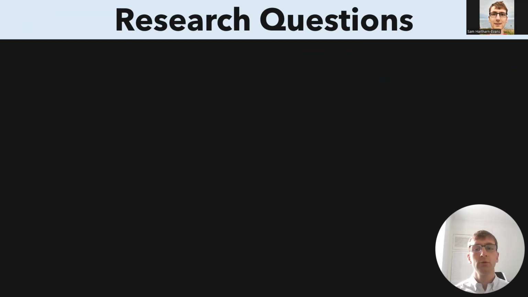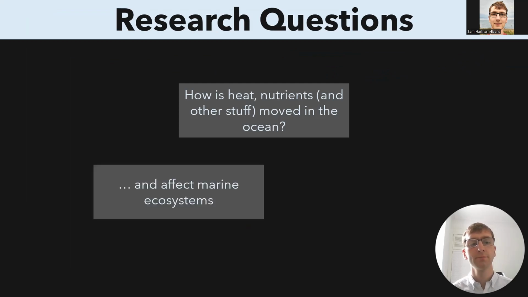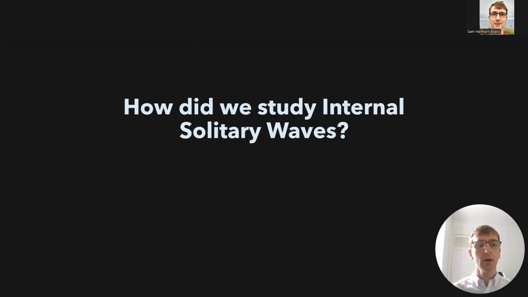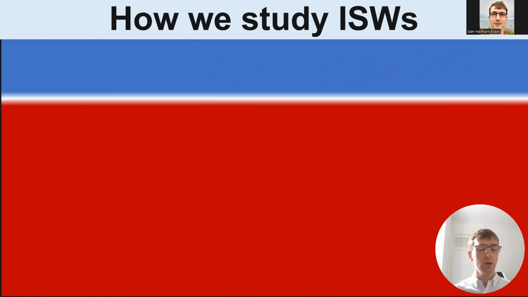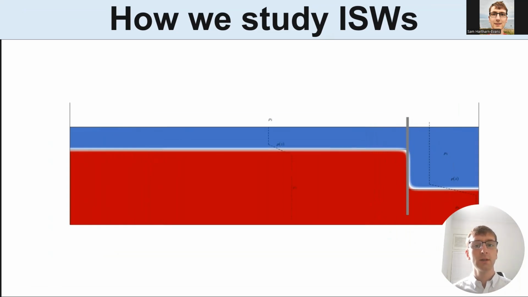So with my background in marine biology and oceanography and polar oceanography, I was interested in these broad questions around how heat, nutrients, and other things are moved around the ocean, how this would affect marine ecosystems, and how it would cause the melting of sea ice, with the specific problem of the Arctic Ocean. And we addressed these through a laboratory study where we reduce the system, where we have internal waves on a stratified interface in the ocean, down to the laboratory scale.